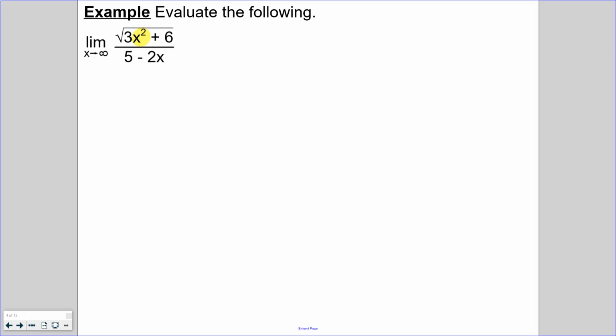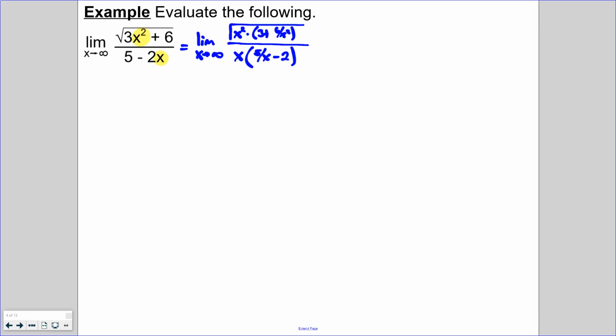We can see here that x squared is the highest degree inside the square root, and x squared happens to be even, so that plays nicely with the square root. So we can go ahead and factor out an x squared, so we're going to have the limit as x approaches infinity of the square root of x squared times 3 plus 6 over x squared. All right, so now we just need to look at the denominator. What is the highest degree variable in the denominator? Well, it happens to be x. So we can factor out an x, and that's going to leave us with 5 over x minus 2.